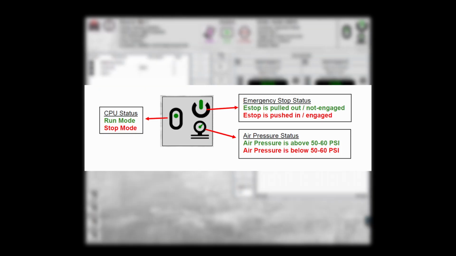If the emergency stop icon is red, this means the emergency stop button on the main panel has been triggered or pushed in. Ensure that the emergency stop button is pulled out before running the system.